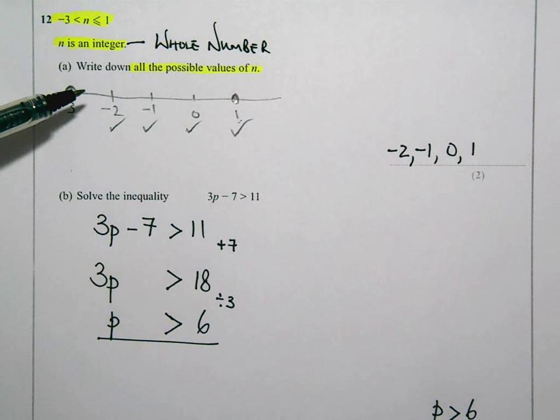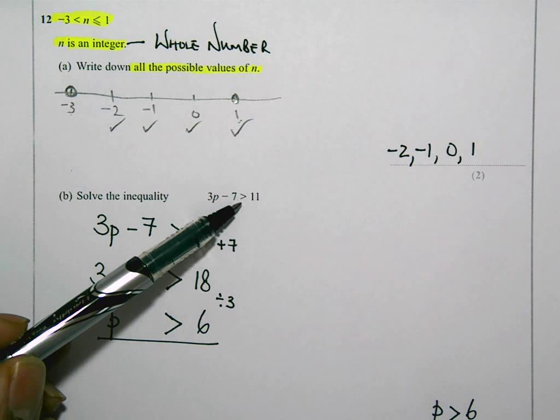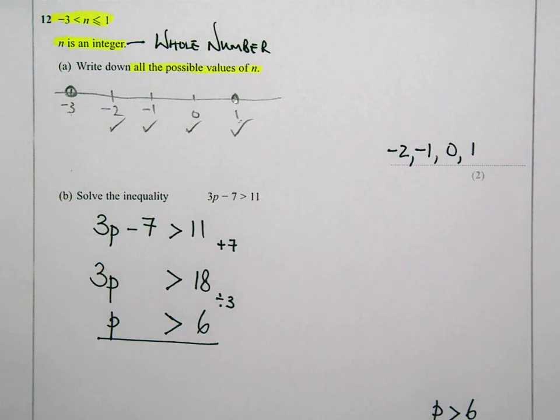And part B, a lot of people know how to solve equations. If there was an equal sign there, you'd be able to do it easily. Some people get fazed because there isn't an equal sign. So take your time as you're doing it. Make sure you get full marks.